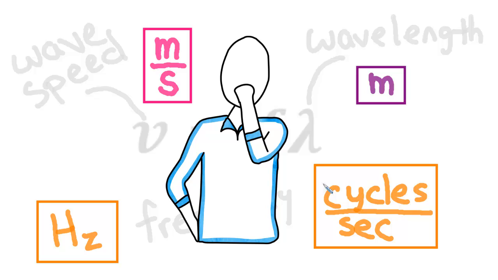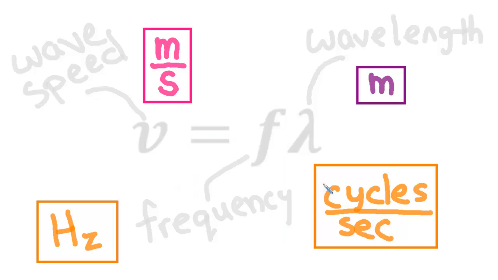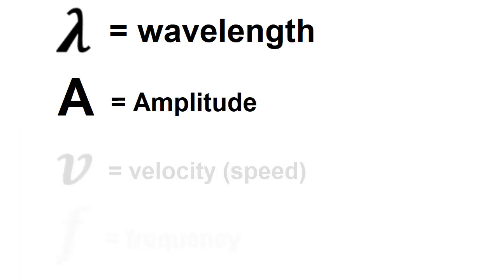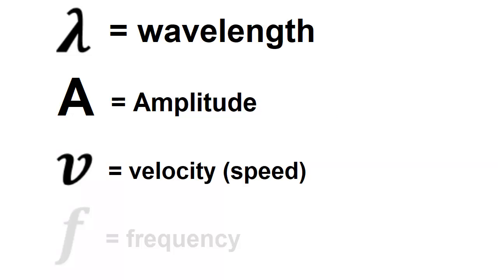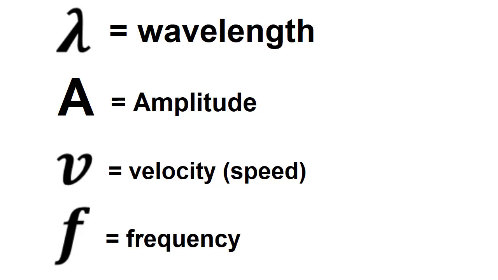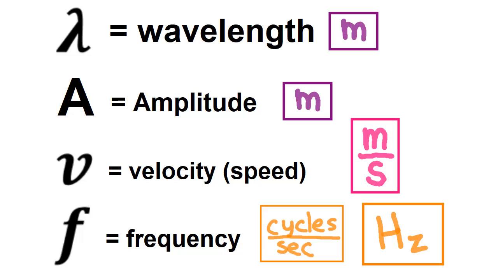So really what you want to do is know what the definitions of these words are. Definitions will help you with the units, and that's what we're going to focus on for the rest of this video. We're going to talk about wavelength, which is lambda, amplitude, which is A, which is similar to wavelength, velocity or speed of the wave, which is V, and then frequency, which is F. And then the units are going to come out like this.